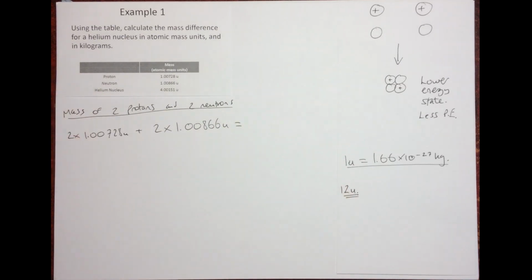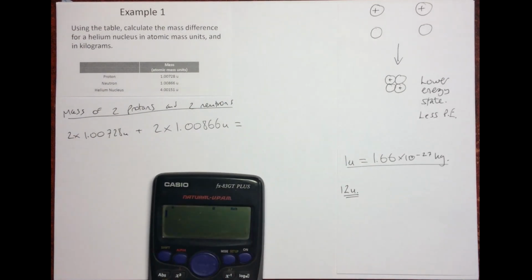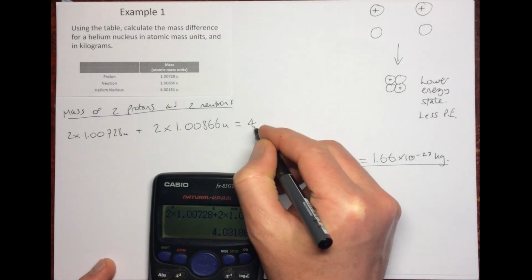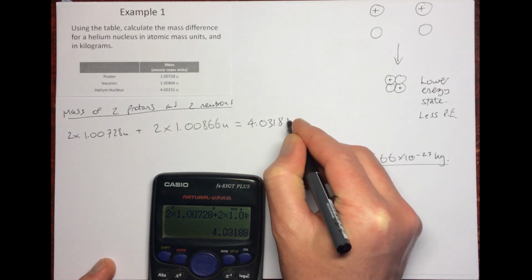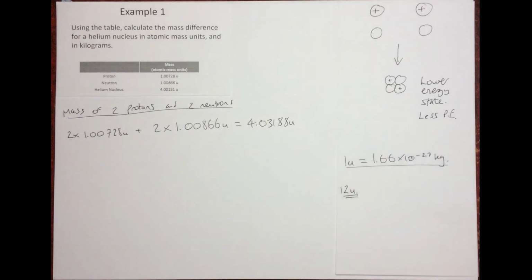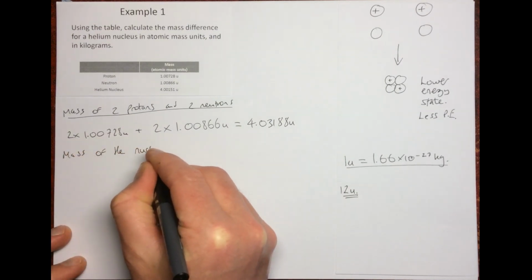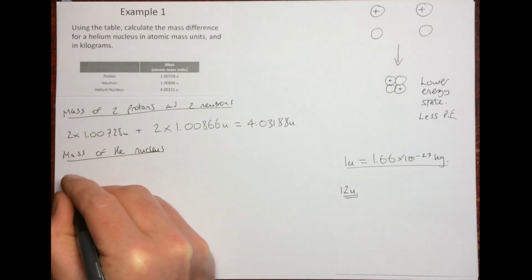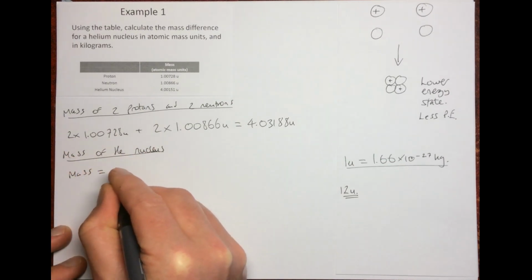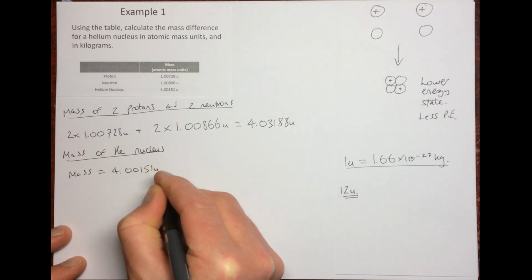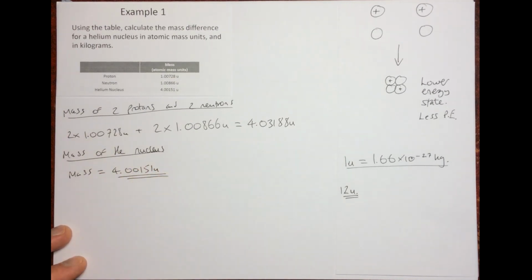Now, if you do this calculation, what you'll find is you get this: 2 times 1.00728, plus 2 times 1.00866 gives you 4.03188U. Now, we know that the mass of a helium nucleus equals 4.00151U. So immediately it should be apparent there's something funny going on here.